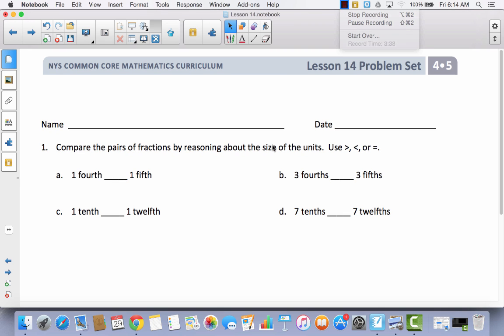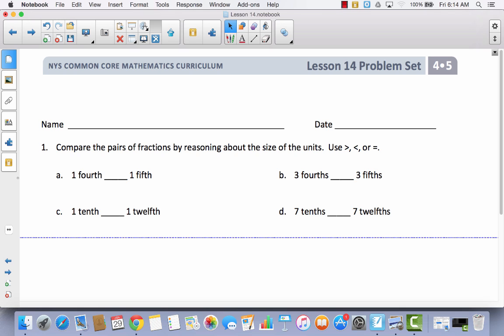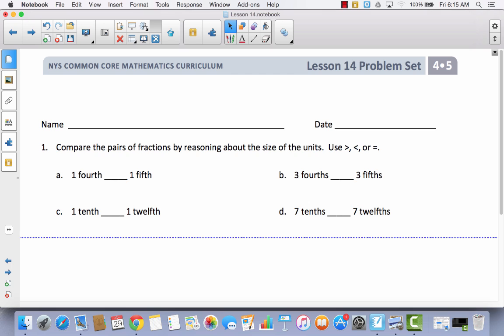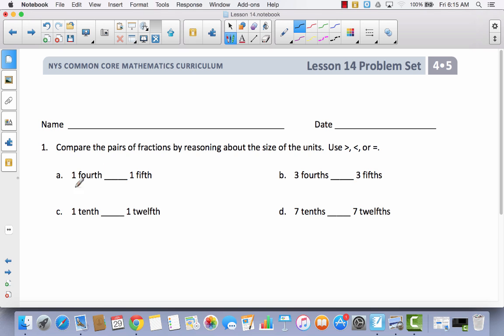Okay, so it says compare the pairs of fractions by reasoning about the size of the units. Use greater than, less than, or equal to. All right, so first of all, I'm comparing 1/4 to 1/5, and that's exactly like what we just talked about. So that should be pretty easy for you to be able to identify which one is greater. If the denominator is larger, that means the smaller the size. So 1/4 would be greater than 1/5.